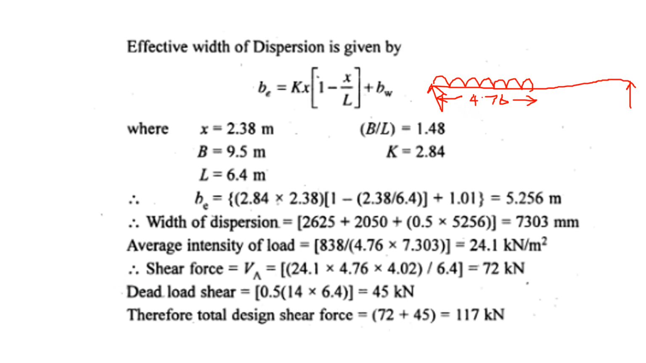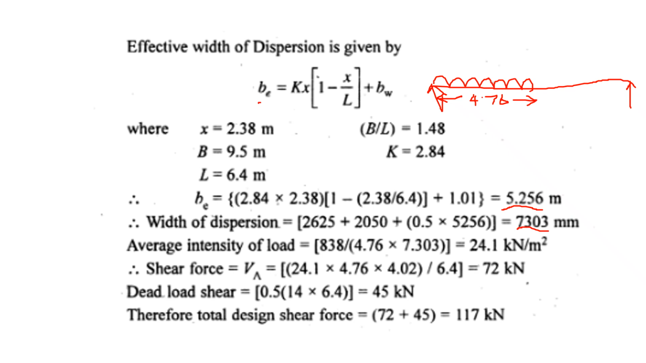So next, similar to the bending moment, we will calculate the effective width of dispersion for the shear. So here the wheel is placed closer to the slab with no clear spacing, and so we have calculated the effective width of dispersion. So the effective width of dispersion BE is found to be 5.256 meter. So the length of dispersion was calculated similar to the previous case. So it was found to be 7303 mm.